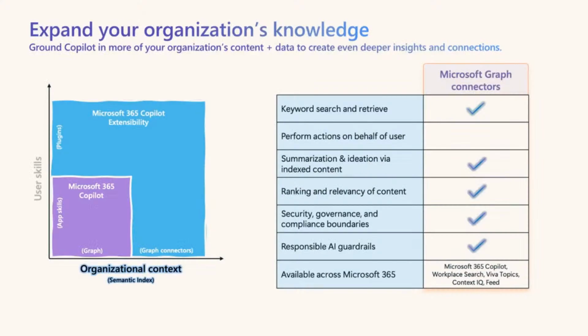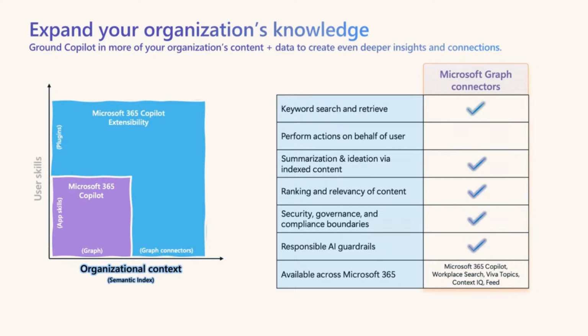Great, so we got to see what it looks like to use your own Graph connectors inside of Copilot. What did we learn from that? Well, let's take a step back. When we're talking about extensibility for Copilot for Microsoft 365, we have different ways to interact with it. On the left-hand side, you can see additional skills that can be added into Copilot. That's where our plugins are going to be shining. But for today, we're talking about the bottom, which is expanding the organizational context for Copilot.